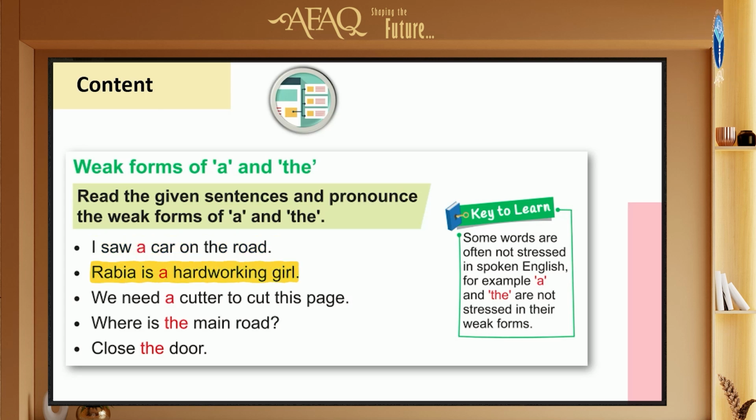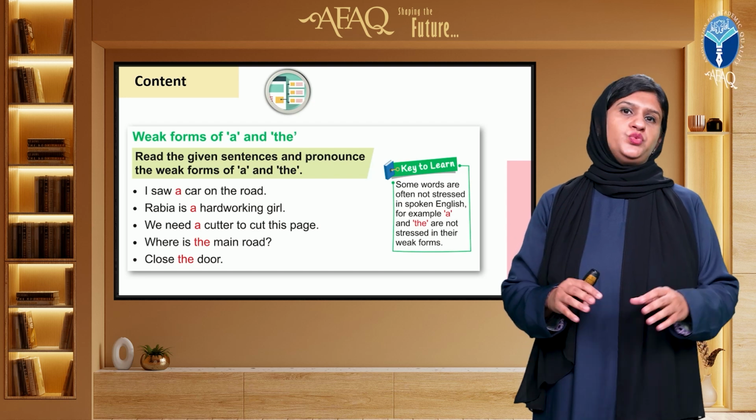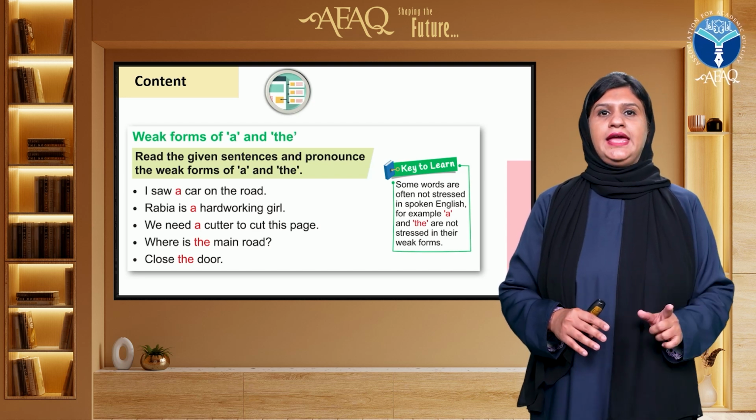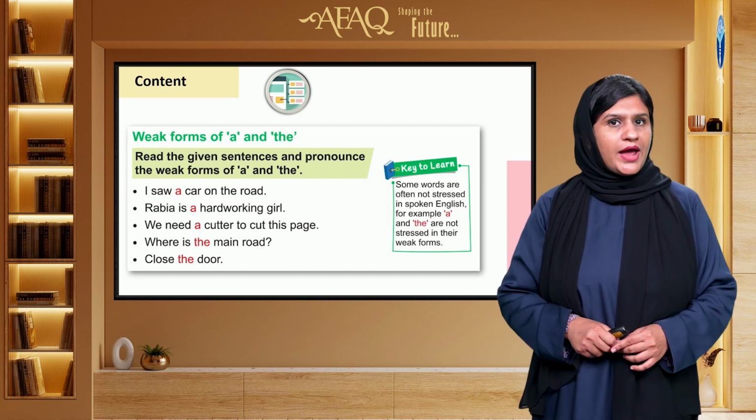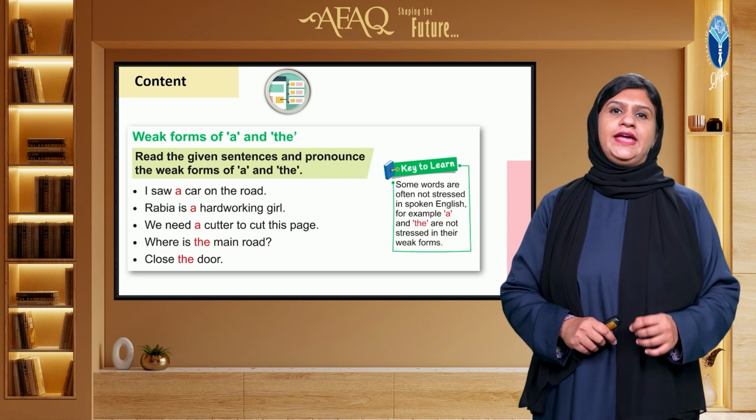Rabia is a hardworking girl. Again, I'm not putting so much stress on these words like a and the. We need a cutter to cut this page. Where is the main road? Close the door. So I'm not stressing these words in the sentences, a and the. That is why it is telling us that they are weak forms of a and the.